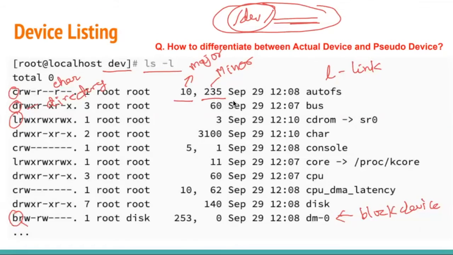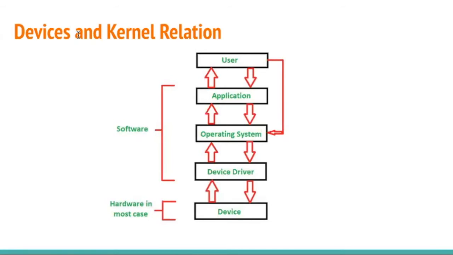This major number and minor number we will discuss in some other video. The major number basically tells the class of a device. If we have five floppy disks, then each floppy disk will have the same major number, but to differentiate between the different floppy disks, we have different minor numbers. So let's now understand the relation between the kernel and the devices.